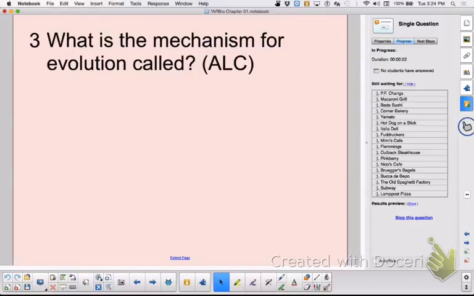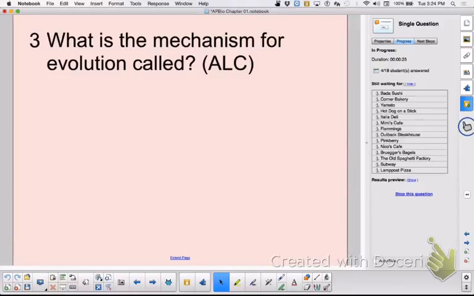All lowercase, what is the mechanism for evolution called? All lowercase. Two words. First one starts with an N. Oh, that's good. Okay.